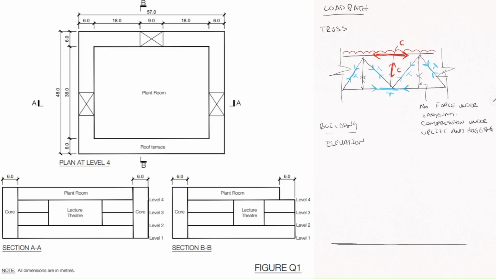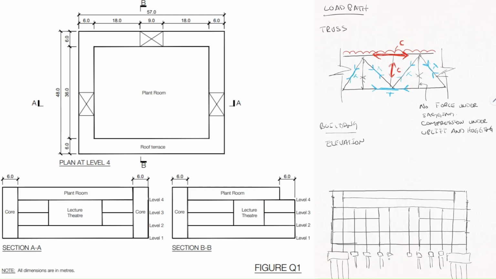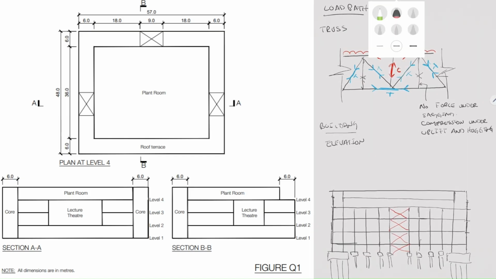So in this exam I went for a Warren truss, which normally I don't go for, but it just came naturally when I was drawing it. But normally I like to go for Pratt trusses, which are way simpler in showing what elements are in compression and what elements are in tension.